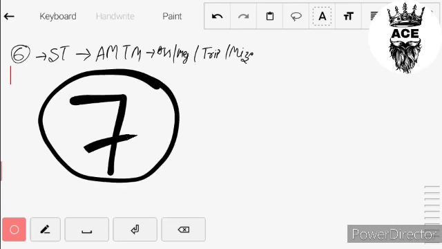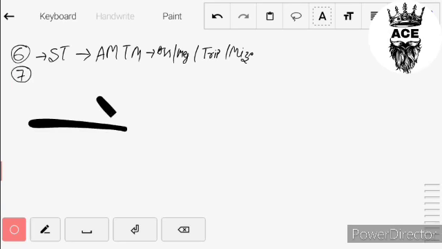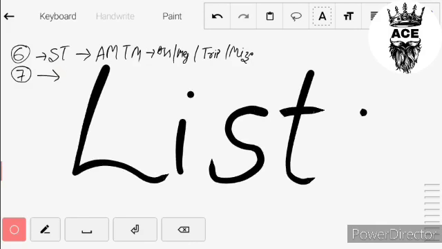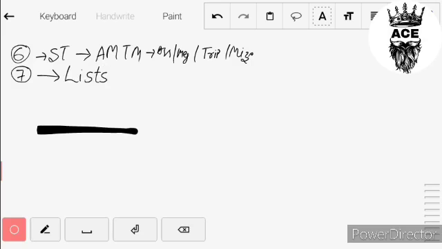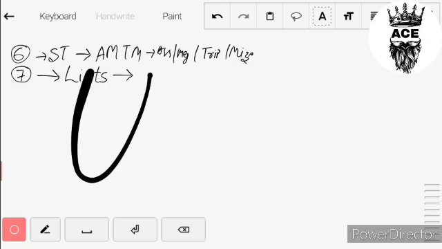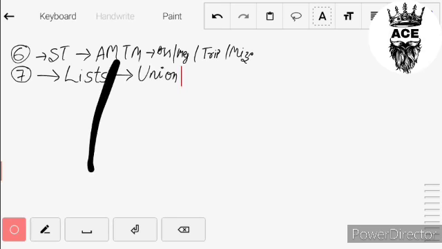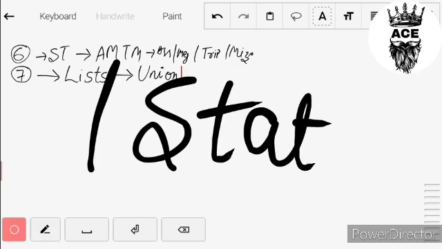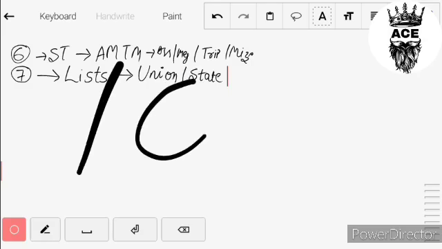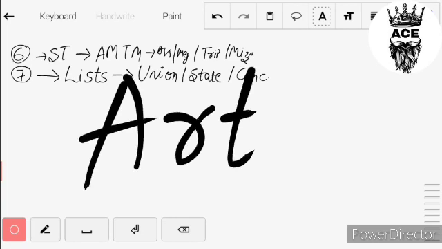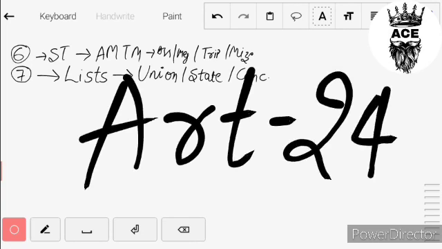Then I will discuss the seventh schedule. In the seventh schedule you will see that there are lists, and the lists are of three types. First one is the union list, another one is your state list, the third one is your concurrent list. So first of all I would like to ask which article comprises the lists. The answer is very simple, 246.